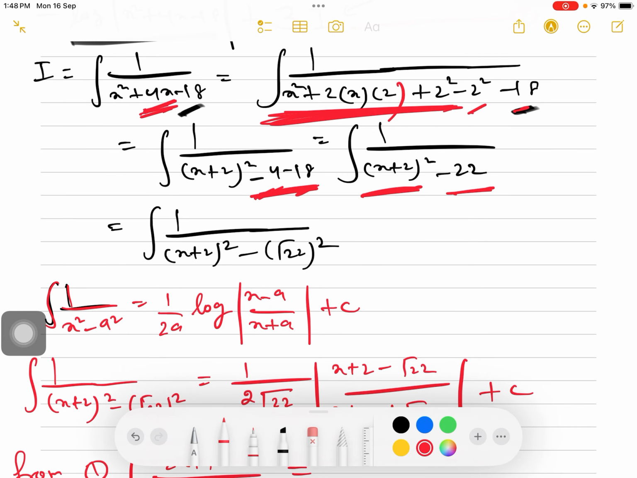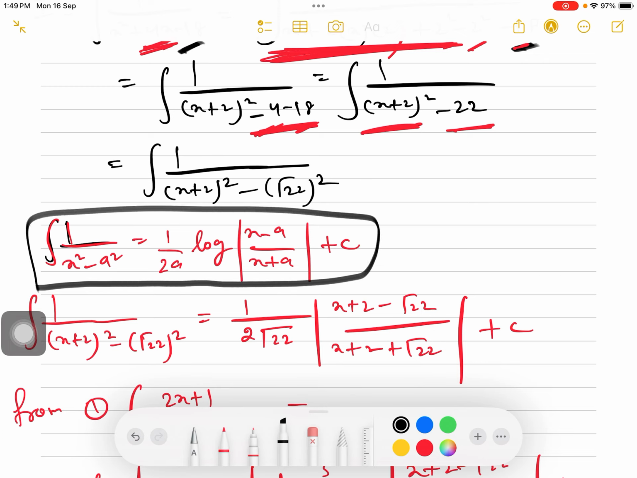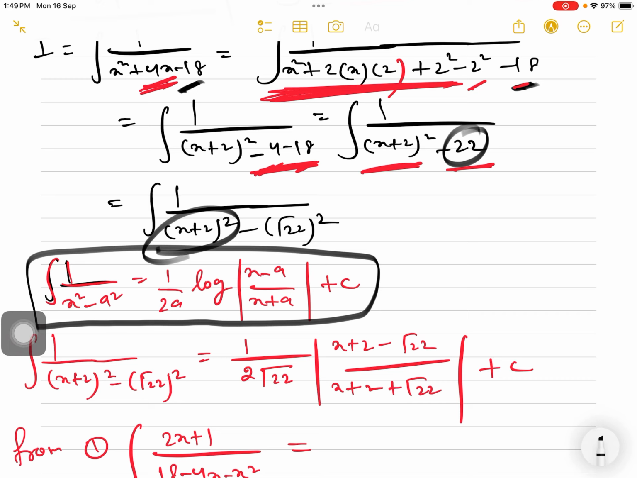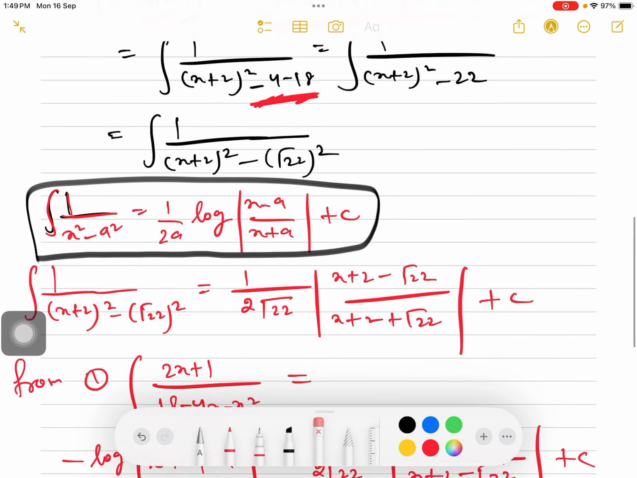Now we have to create the formula 1 by x square minus a square. So in integration we have this formula: integral of 1 by x square minus a square is equal to 1 by 2a log x minus a by x plus a plus c. This formula we have to apply. So this function can be considered as x square. Now this we have to create a square, so I wrote root 22 whole square, because I have to create x square minus a square. X will behave now as x plus 2 and a will be root 22.